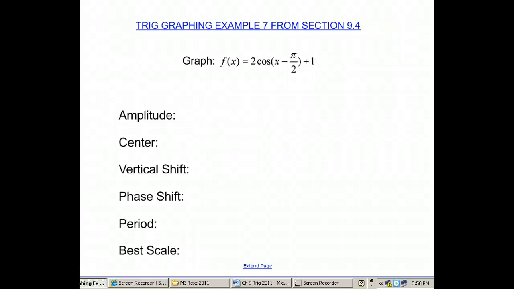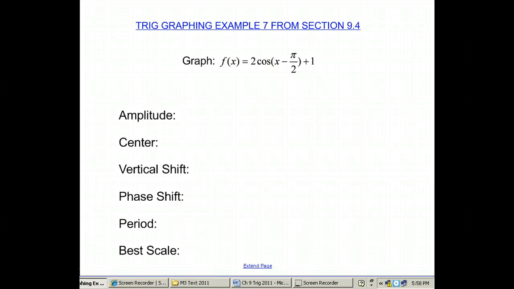All right, today we're going to talk about example 7 from section 9.4. It's a trig graphing section in our online textbook. And the example that we're going to look at says to graph the function f of x equals 2 cosine of x minus pi over 2 plus 1.